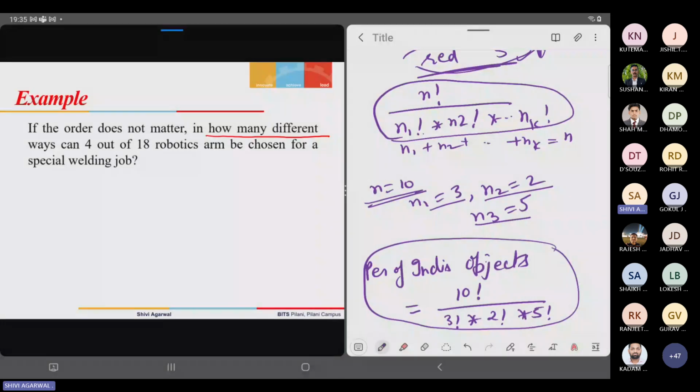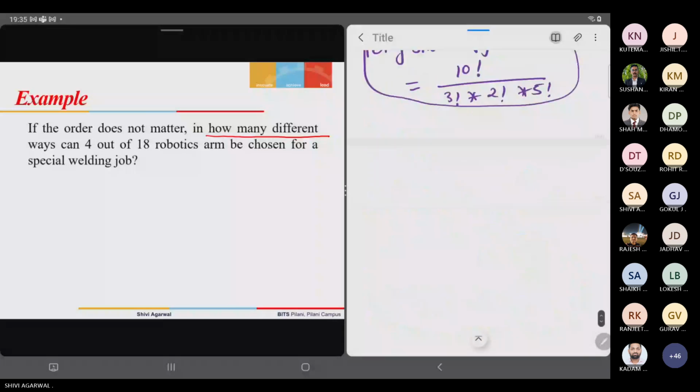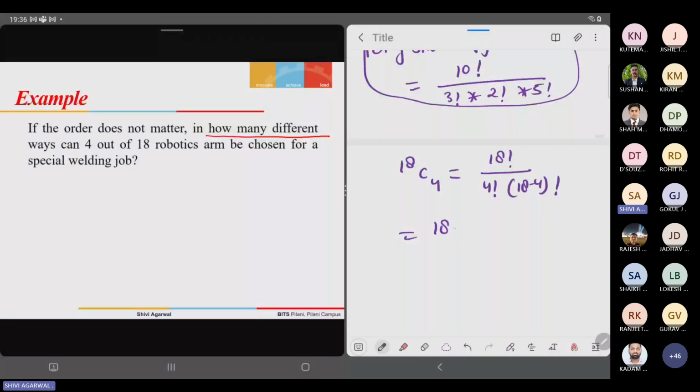Without using the order, what formula can be used? Combination. Here we are using 18C4. 18C4 means 18 factorial upon 4 factorial into 18 minus 4 factorial. So it is 18 factorial, 4 factorial, and 14 factorial. Got it? So it is in 18C4 ways without order.